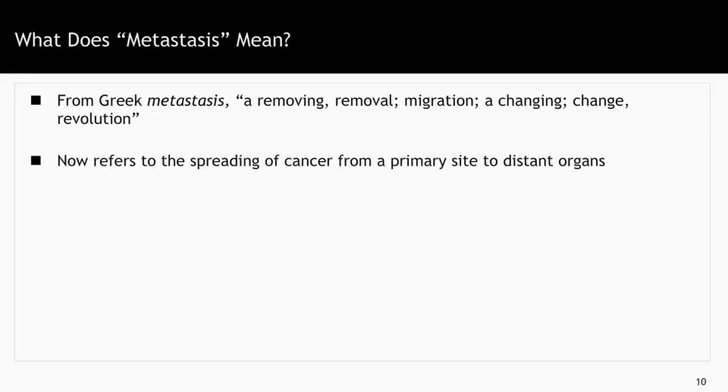An important word in cancer is metastasis. Metastasis is the spreading of cancer from a primary site to distant organs, and it literally comes from the Greek word metastasis, which is removing, removal, or migration, a changing, a change, or revolution. So again, metastasis, which means the spread of cancer from primary sites to distant organs, is an important word to learn early in the study of cancer.